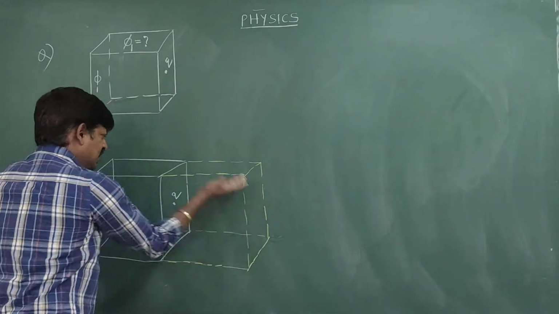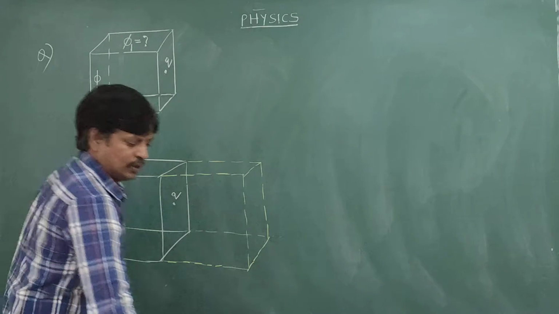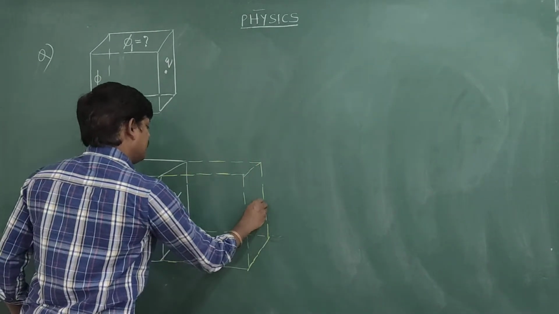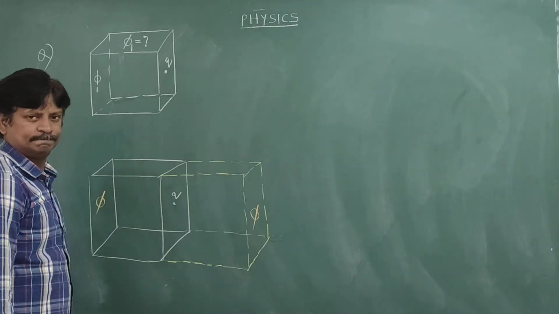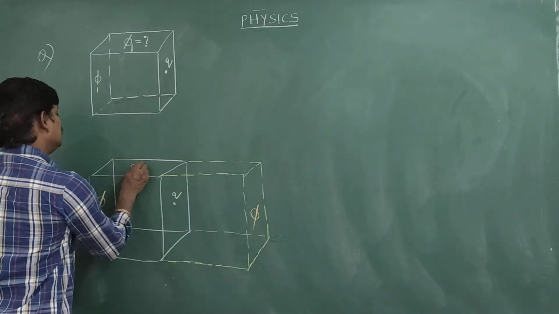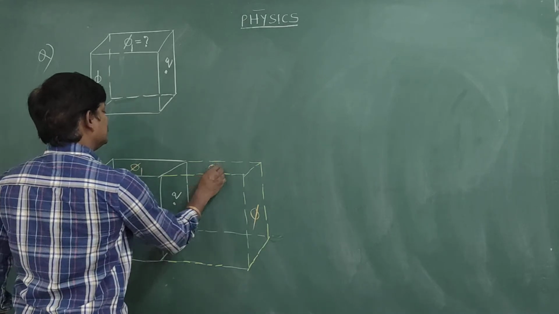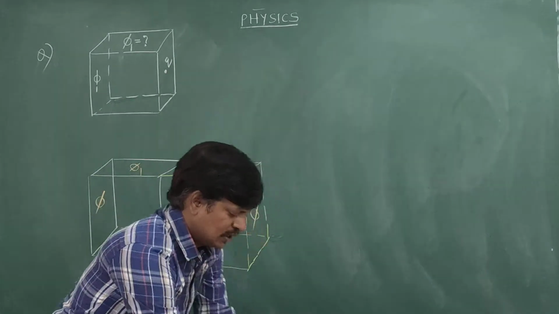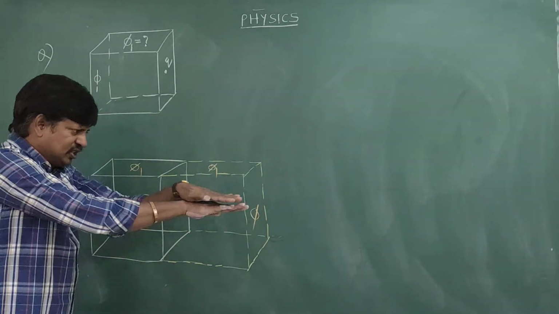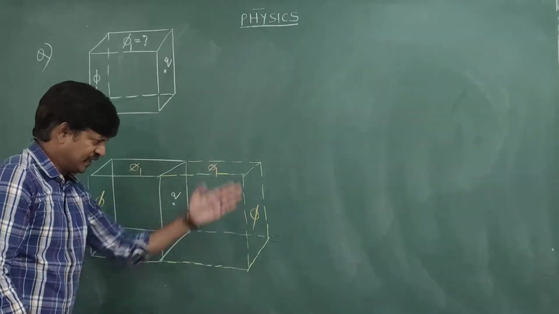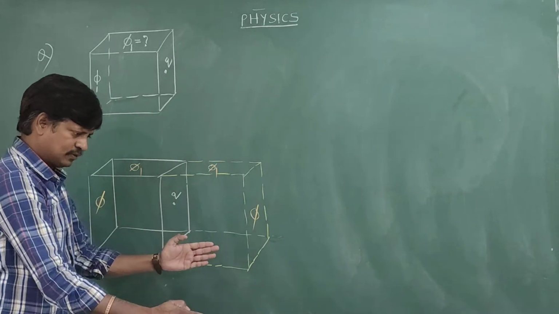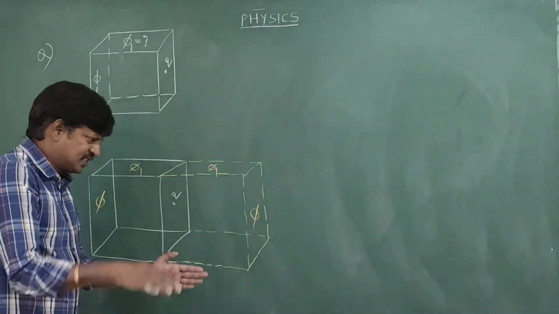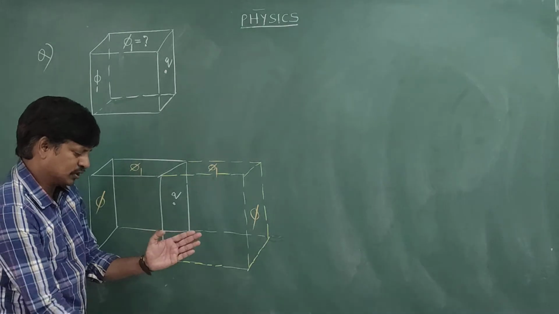So this face is identical to this face. Will you agree with that? Then flux through this face is phi. Then flux through this face is also phi. Then flux through this face is phi 1. Flux through this face is also phi 1. And you see here, if this is the cube you are having, this is one face, this is back face, this is front face, this is a bottom face. This is front face, this is back face, this is top face, this is bottom face.